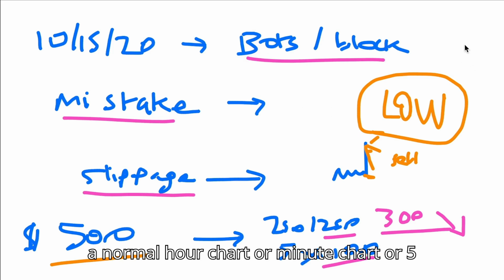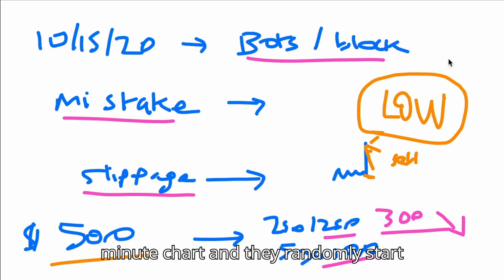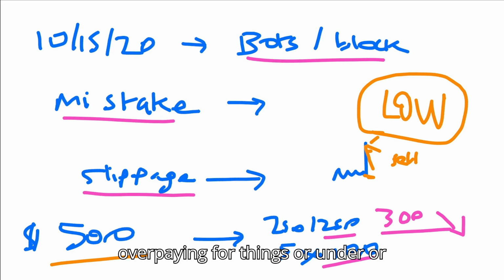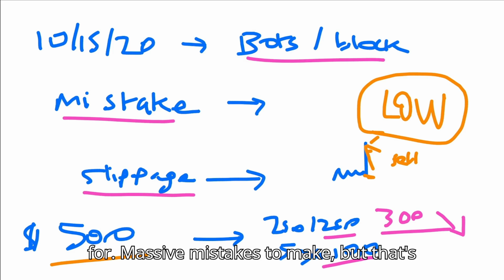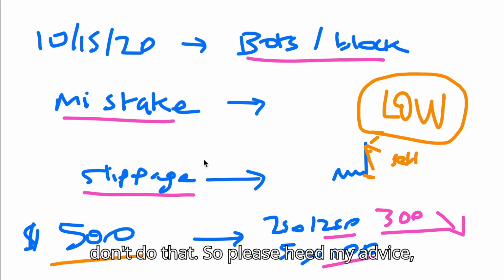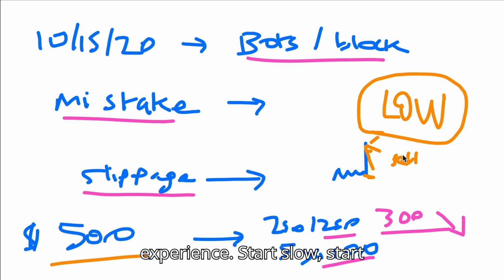They'll just go on a normal hour chart or minute chart or 5-minute chart and they randomly start overpaying for things or selling lower than they could have sold for. Massive mistakes to make. But that's why you invested in this training, so you don't do that. So please heed my advice. Listen to it. It's from a lot of experience.